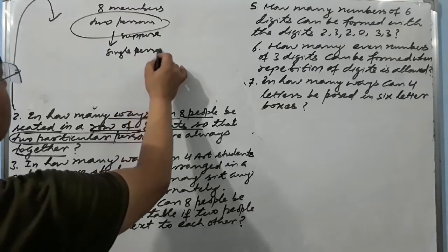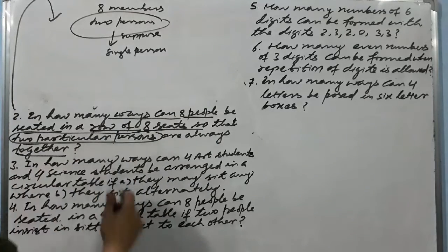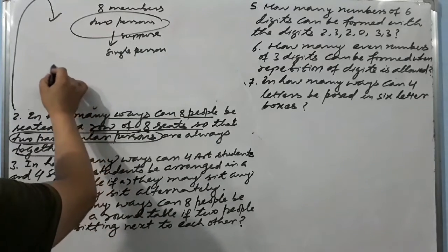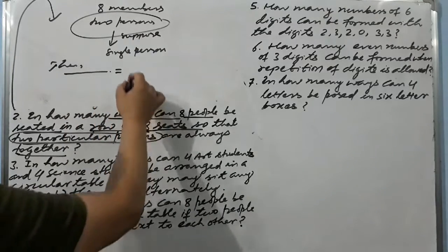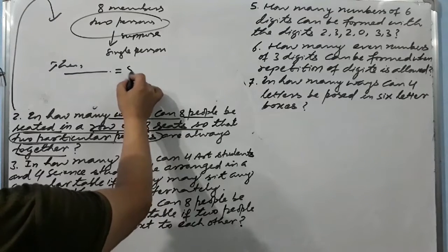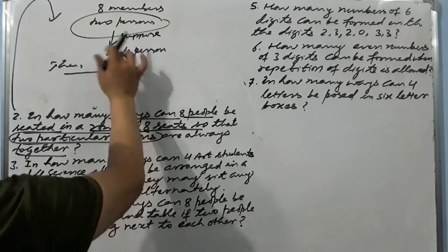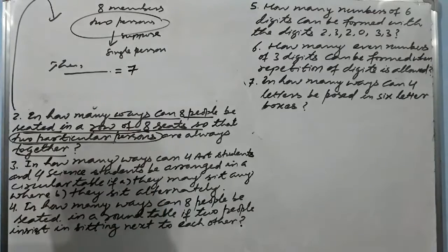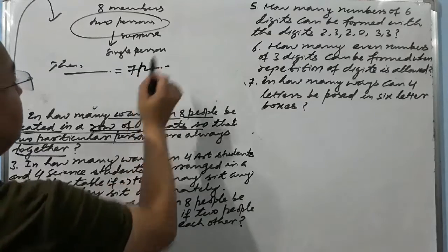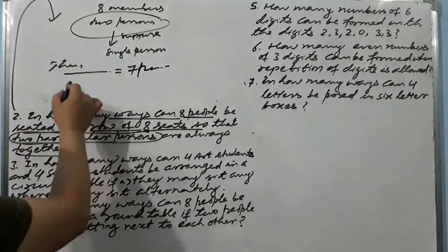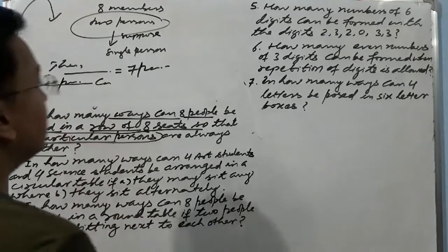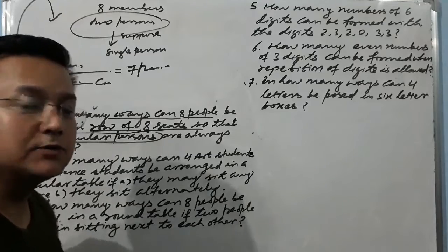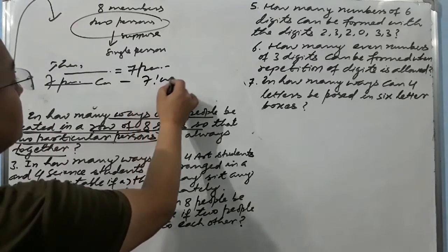as a single person. If we suppose two persons as a single person, then how many total people will there be? 8 minus 1, now 7, we will have, right? Because of the 2 we have supposed 1, that's why we will have 7 people. Now 7 people in a straight line can be arranged in 7 factorial ways.